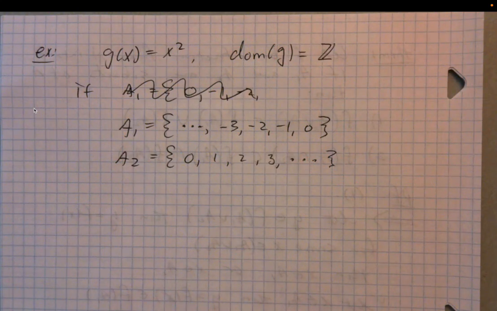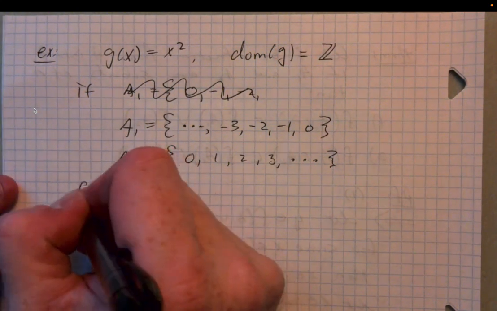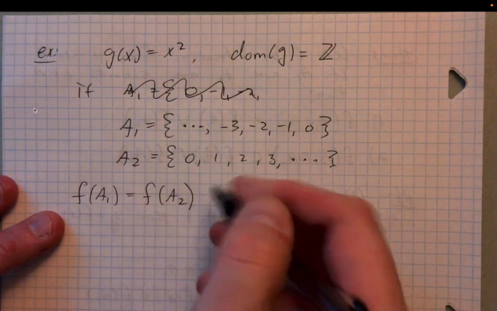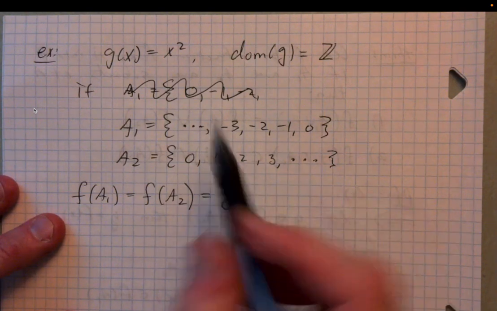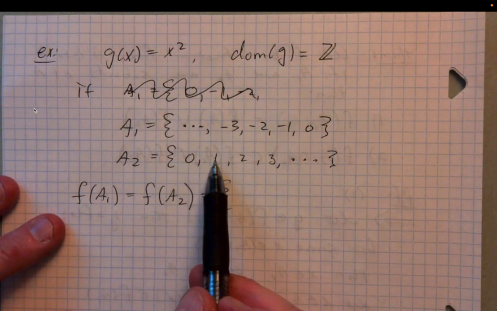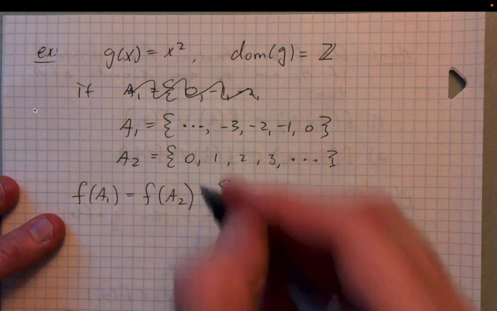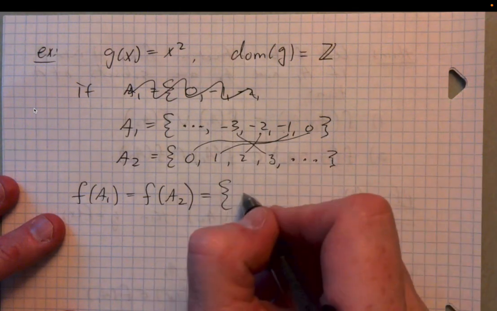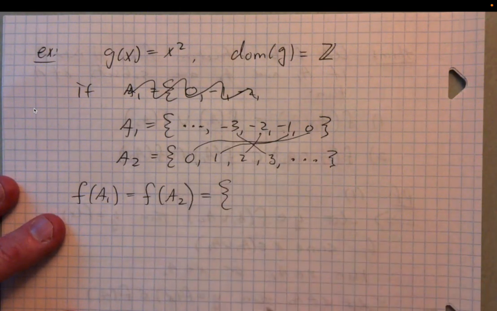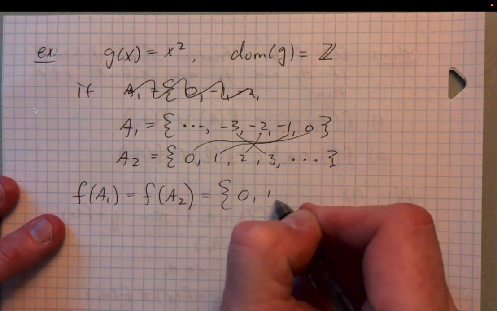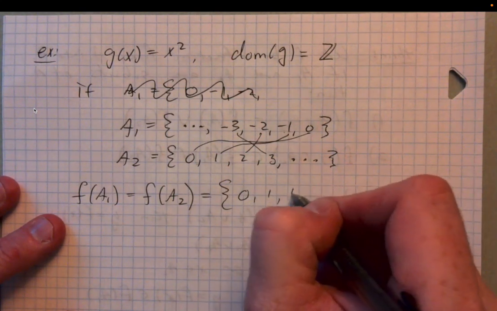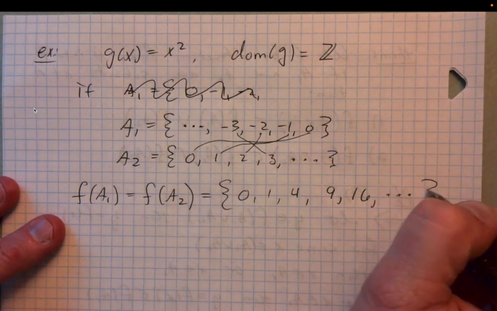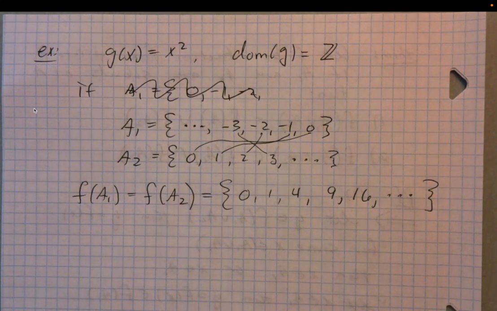Now, in this case, f of A1 is actually equal to f of A2, because 0 squared is 0, 1 squared is 1, negative 1 squared is also 1. These are the same, those are the same. They all map to the same values. So f of A1 is equal to f of A2, which is 0, 1, 4, 9, 16, and so on. So it's all the squares.